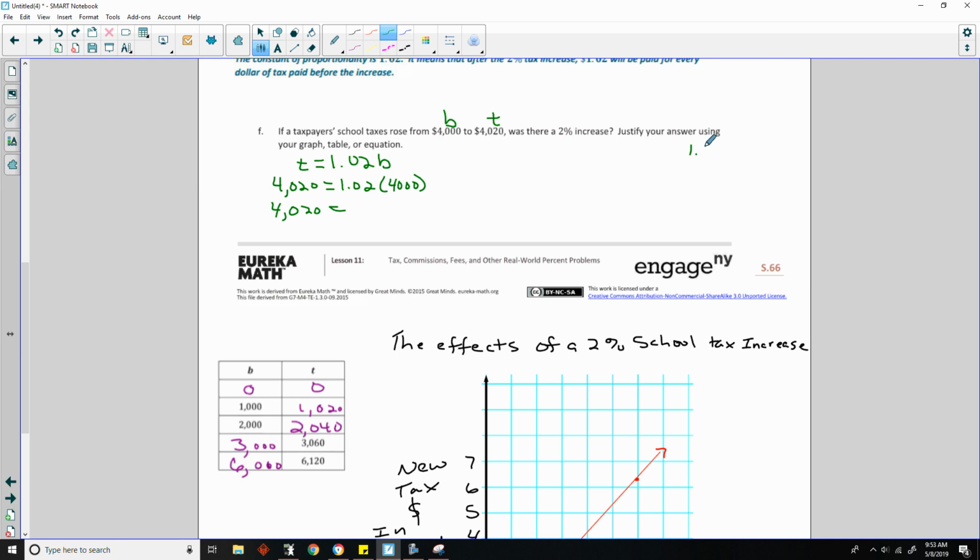Let's just do that over here. And I got 4,080. 4,080 is not equal to 4,020. So was there a 2% increase? The answer is no, there was not. Justify your answer using an equation, which is what I did. 4,020 does not equal 4,080.